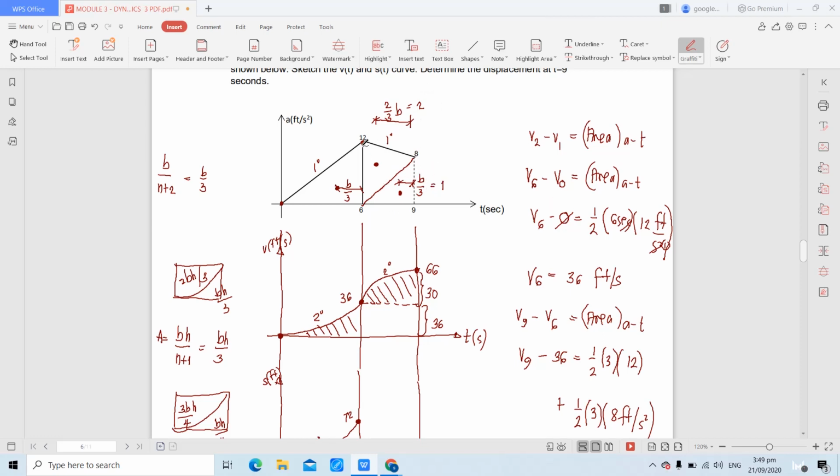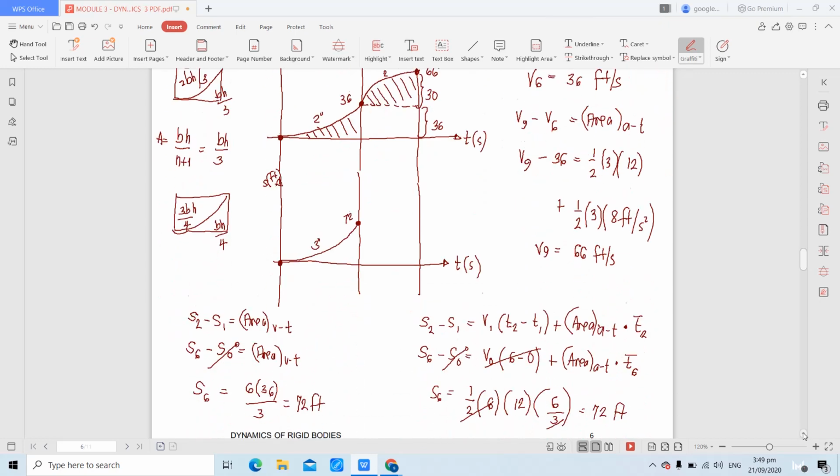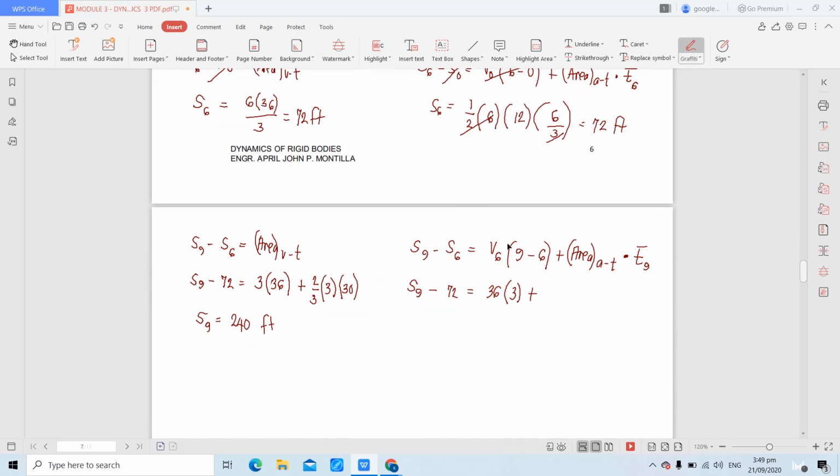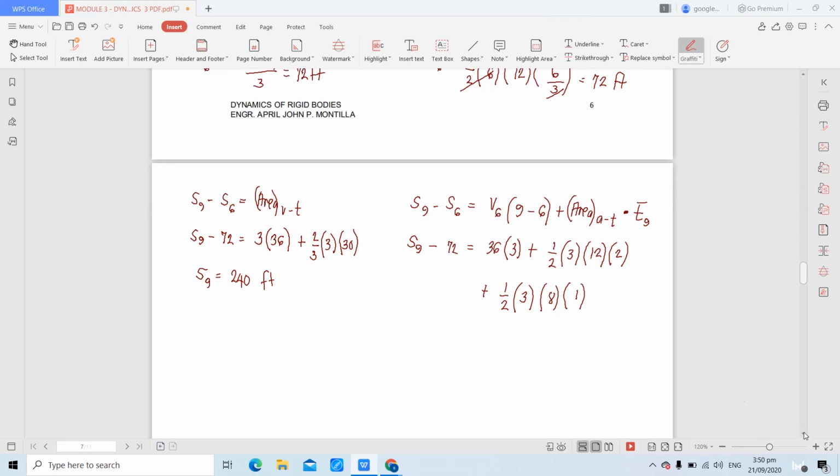So what is the area of this? 1/2 BH. What is the area of this? 1/2 BH. So substituting into the formula, the upper one first: area is 1/2, base of 3 seconds. What is the height? 12 feet per second squared. What is its centroid distance? 2 seconds. Plus the lower area, 1/2. What is the base? 3 seconds. What is the height? 8 feet per second squared. What is the distance of its centroid to the final time? 1. So just transpose the negative 72, which becomes plus on the other side.